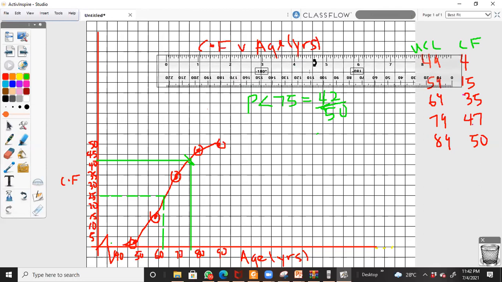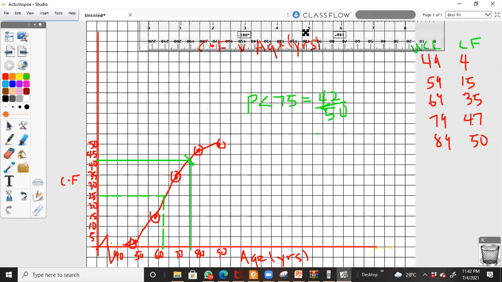Enough to break it down more than the 42 over 50. Of course you can break it down. Tell me what you get when you break it down. Oh, no, that's the answer. 0.84. Okay. So somebody did it already. 0.84. Right.